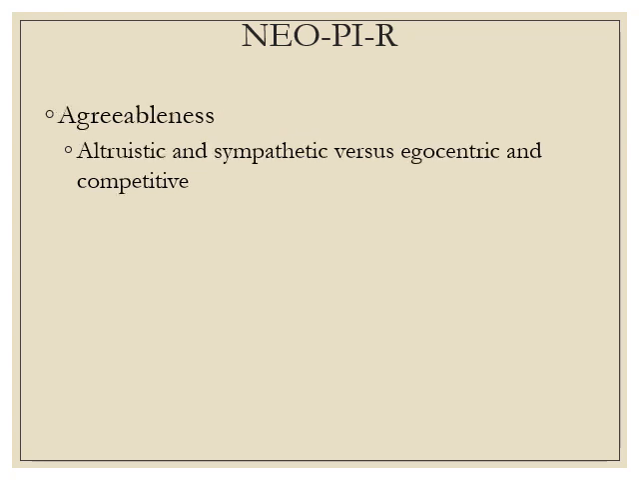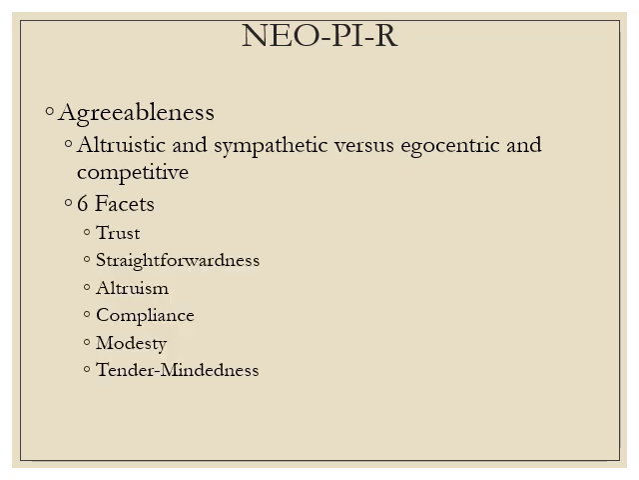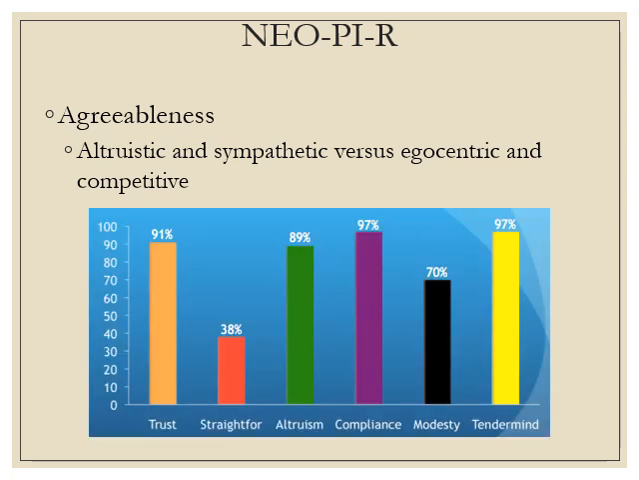Agreeableness is the 4th factor, and this is an altruistic, sympathetic way of acting, someone who gets along well with other people, versus someone who is egocentric, acts on their own self-interest, and is more competitive. And this individual is extremely high on agreeableness as well. So there are 6 facets of agreeableness: trust, straightforwardness, altruism, compliance, modesty, and tender-mindedness, which is kind of an old-fashioned term. So this individual scored very high on about 4 of the subfacets of agreeableness and pretty low on straightforwardness.